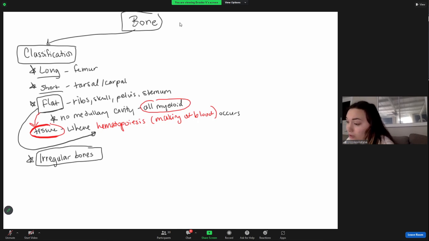Lastly is irregular bones. An example here is vertebrae. Those are our bones according to classification: long, short, flat, and irregular.